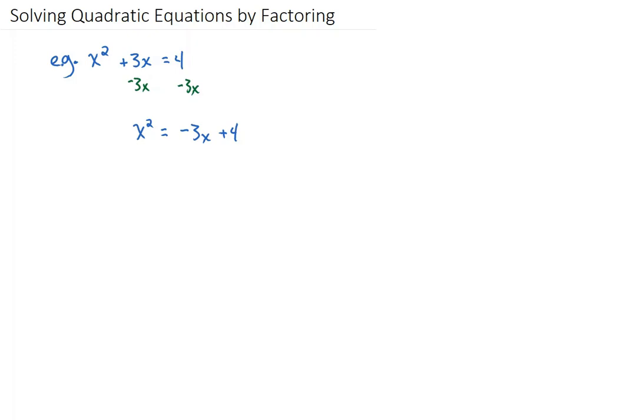So we've gotten it so that we have just the squared term on the left side of the equation. So now we can square root both sides. That gives us the square root of x squared on the left, and then on the right we have plus or minus the square root of negative 3x plus 4. So on the left there, that simplifies to an x. On the right, that doesn't really simplify any.